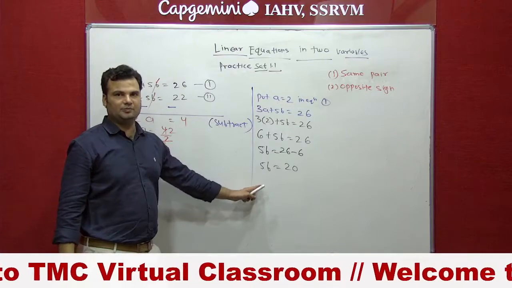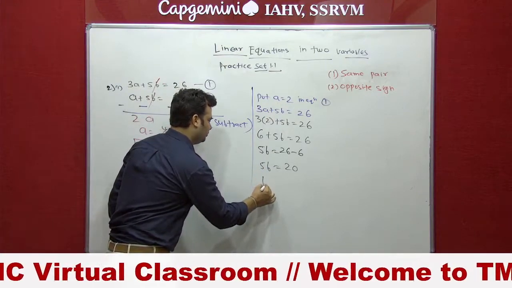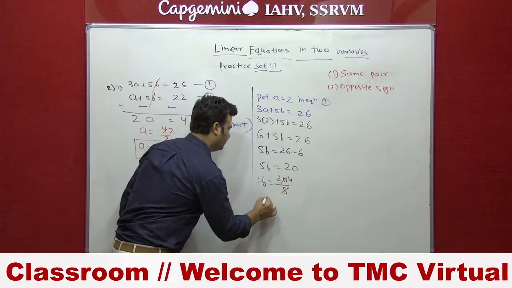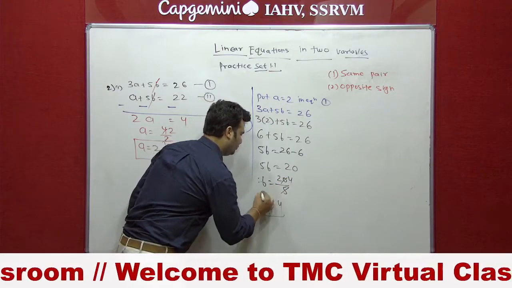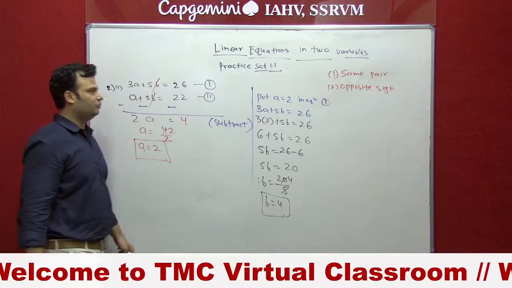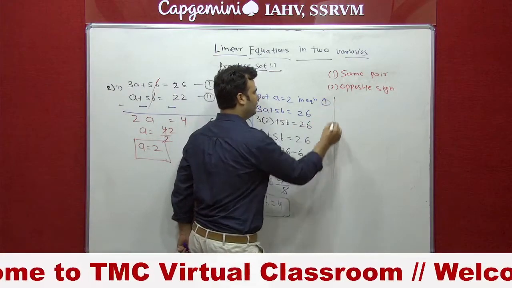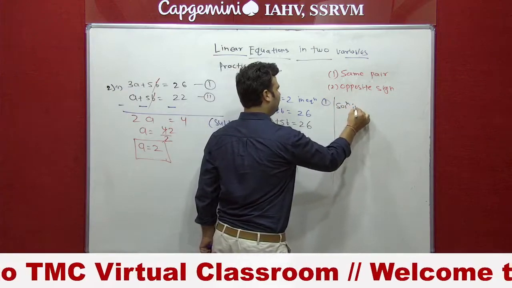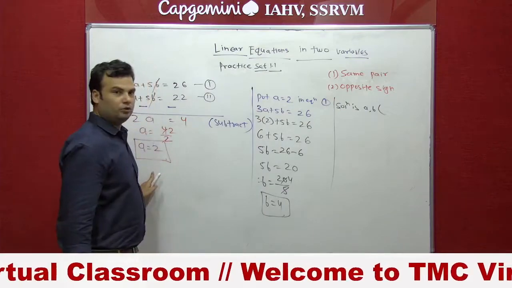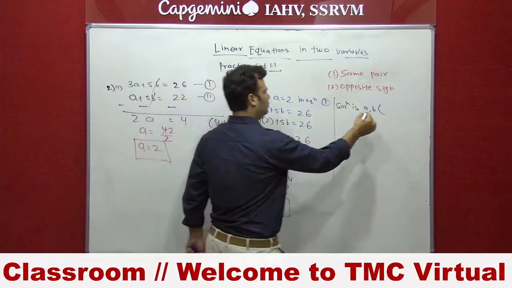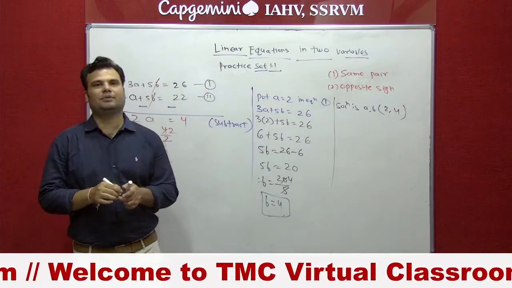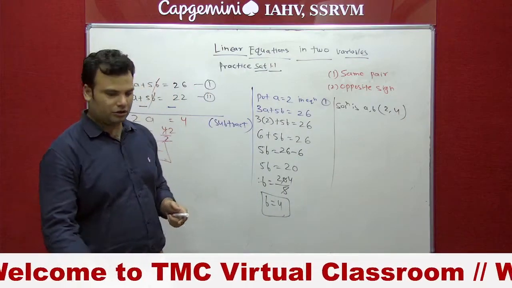Now this side is multiply, opposite side becomes divide. So b equal to 20 upon 5, answer is 4. So the solution is: a is 2 and b is 4. So we can write the last part: solution is a and b, a is 2 and b is 4.